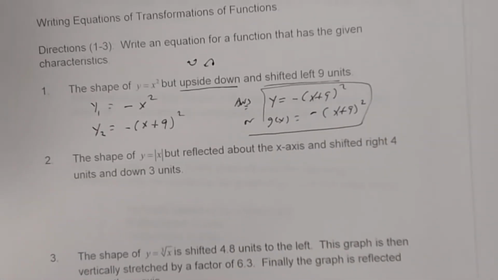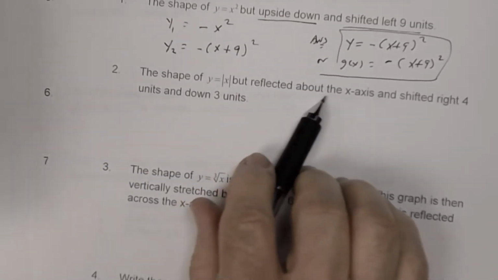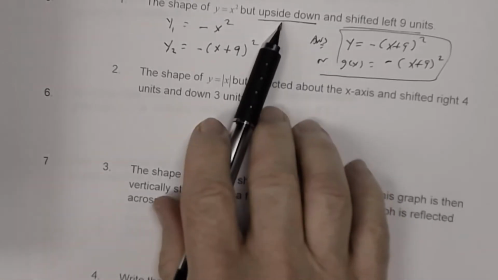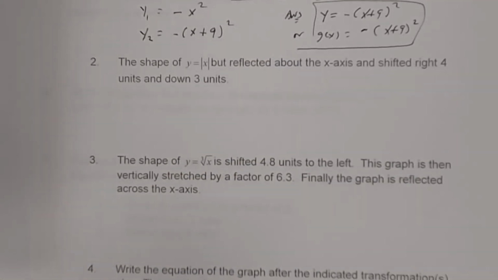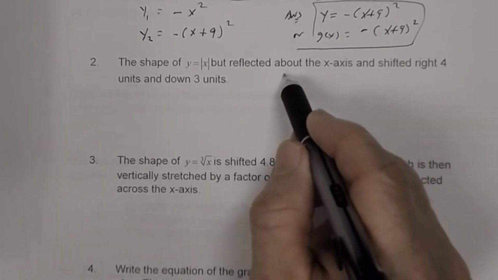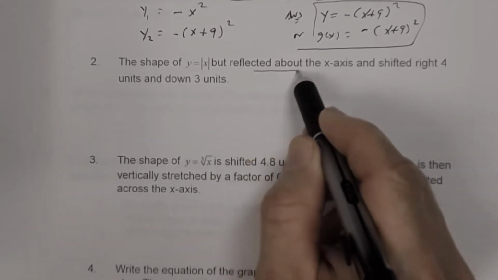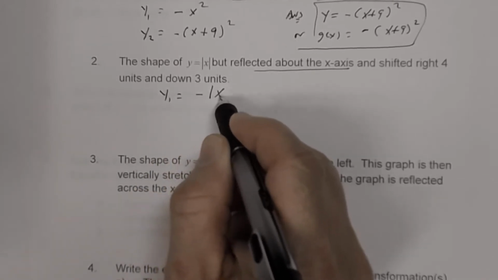Okay, number 2. This time your parent function is the absolute value function, and this time you're reflecting about the x-axis. So instead of using the word upside down, they actually used the correct mathematical terminology, about the x-axis. That's where you have that negative in front. So that's my first transformation: y1 equals negative absolute value of x.